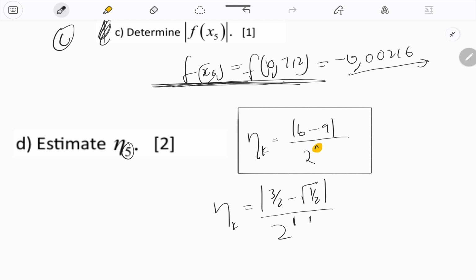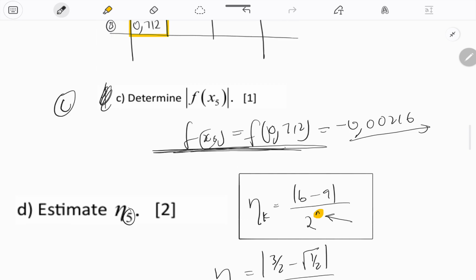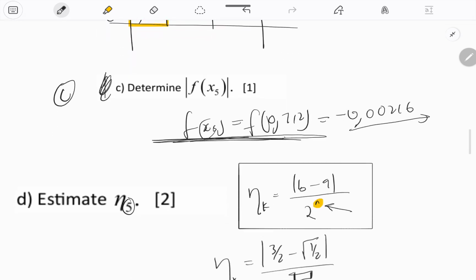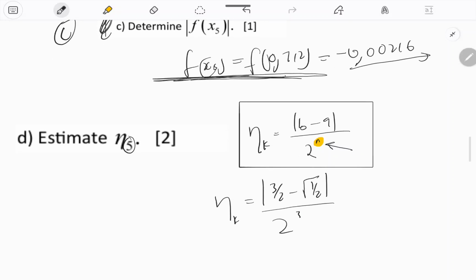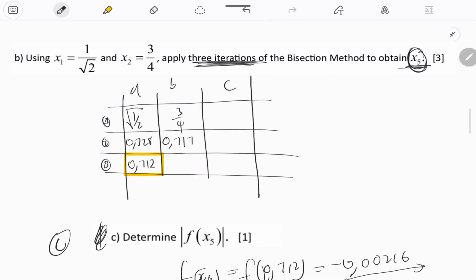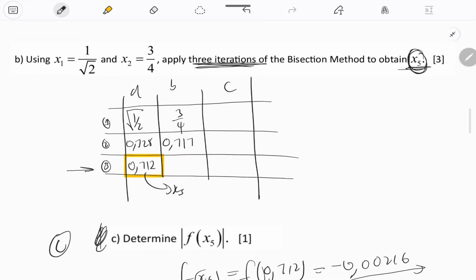Now the question: what is this n? This n is the number of iterations. When did we get x5? On which iteration, or which row if you want to think about it like that, of your bisection table? We were at 3. That's why I've been trying to highlight that at iteration 3, that's where we get x5. That's what they were looking for here.